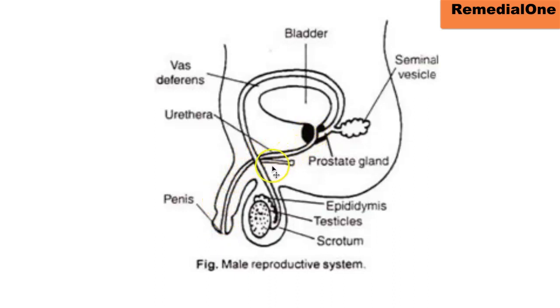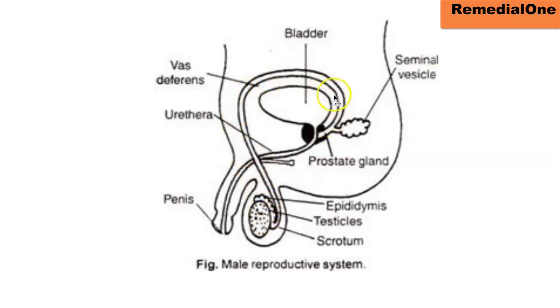Let's go through again. I said that the testis produces male gametes, that's the sperms or the spermatozoans. And then the testis also produces male sex hormones, that is the testosterone. And then the vas deferens will carry or transport the sperms from the testis to the urethra.